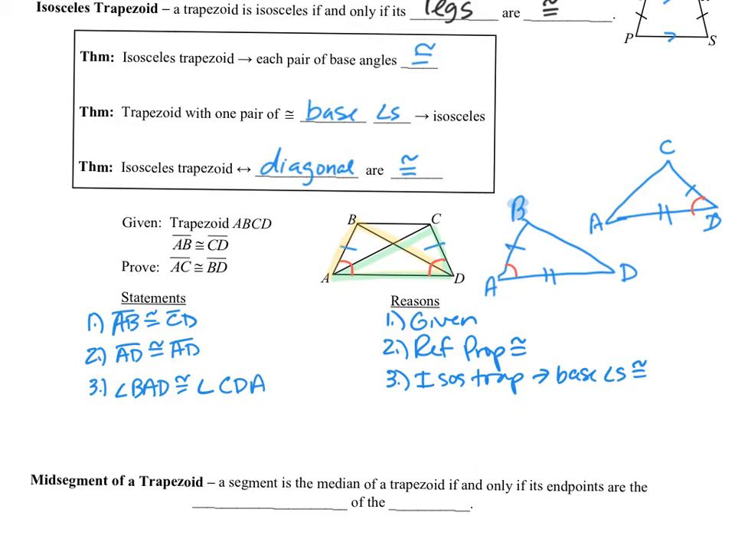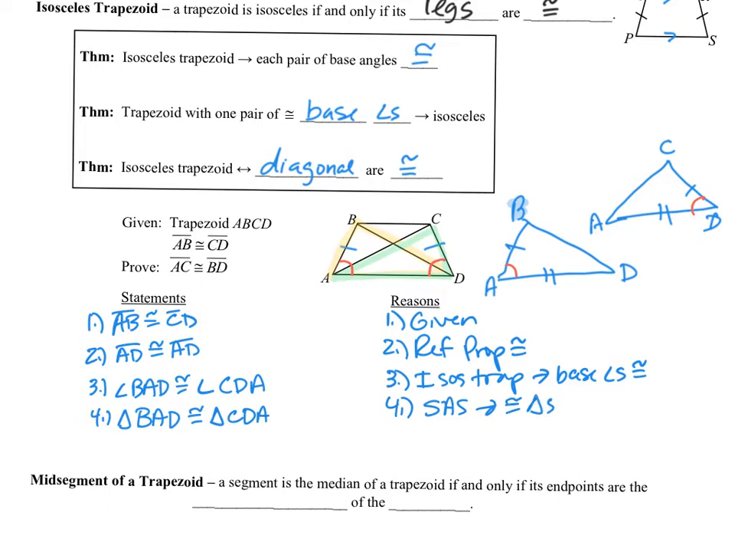So I'm going to call the yellow triangle BAD, and we're going to say that it is congruent to triangle, to get corresponding parts to match up, I'm going to call the green triangle CDA. And the reason those triangles are congruent is because side angle side implies congruent triangles.